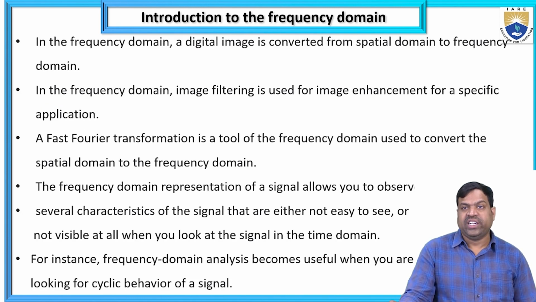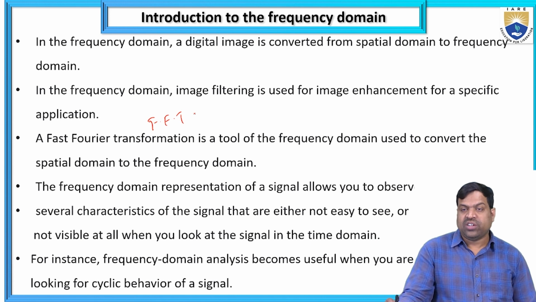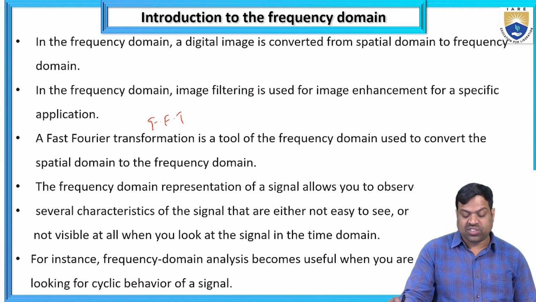So in the frequency domain, a digital image is converted from the spatial domain into the frequency domain. In the frequency domain, image filtering is used for image enhancement for a specific application. A fast Fourier transform is a tool of the frequency domain used to convert the spatial domain to the frequency domain. The frequency domain representation of a signal allows you to observe several characteristics of the signal that are either not easy to see or not visible at all when you look at the signal in the time domain. For instance, frequency domain analysis becomes useful when we are looking at the cyclic behavior of a signal. So here we are discussing majorly Fourier transform, Fourier series and fast Fourier transform.